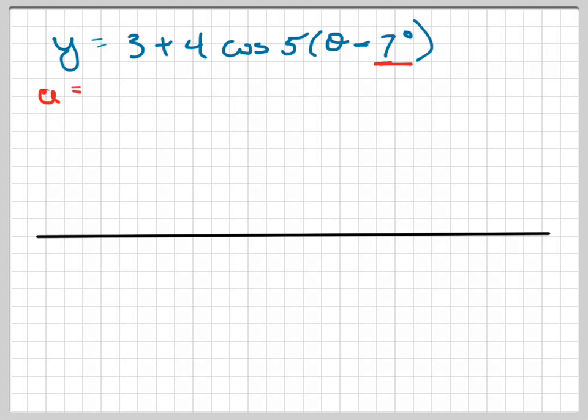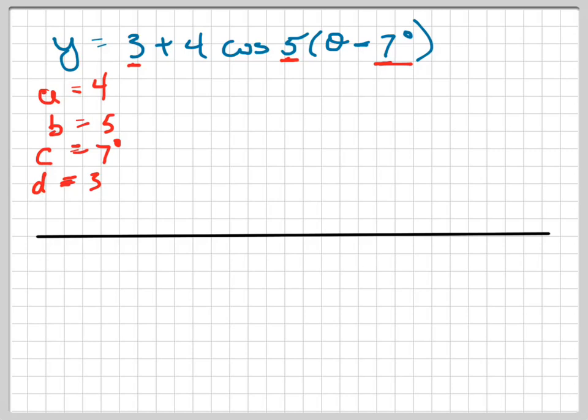We know A, which relates to our amplitude, is 4. Sorry about that. A is 4. We know B is 5. That's your B value. We know C is 7 degrees. And we know D, that's the 3 there, equals 3.